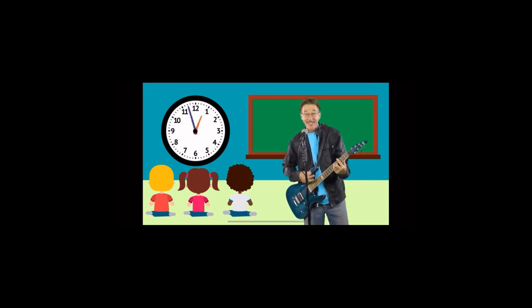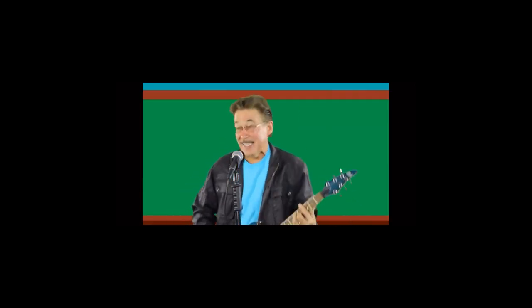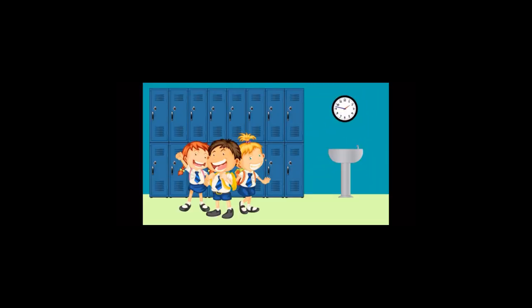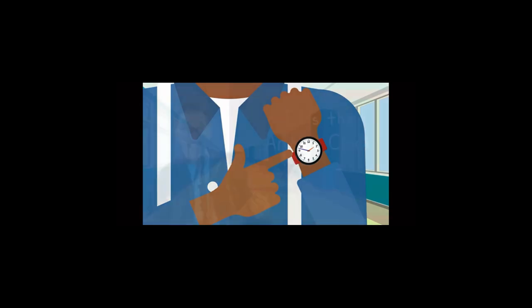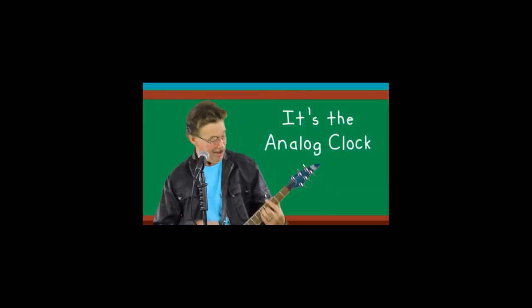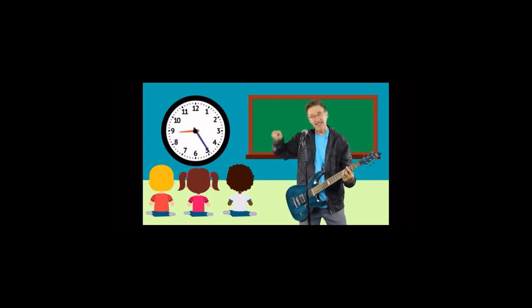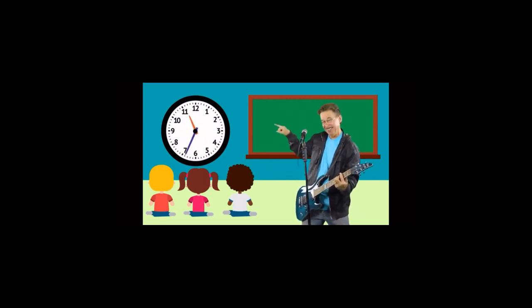let's learn about the clock. Tick tock, the analog clock. You see them on the wall in your classroom or the hall. A lot of people wear them on their wrist. It's the analog clock. Now sing after me and let's learn about the analog clock.